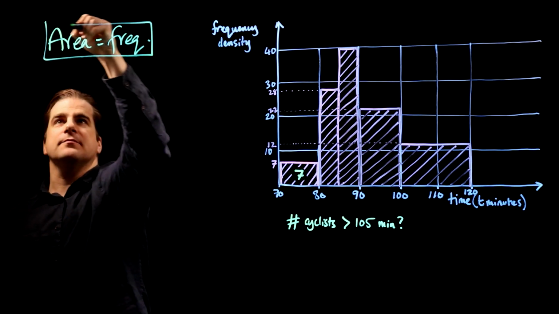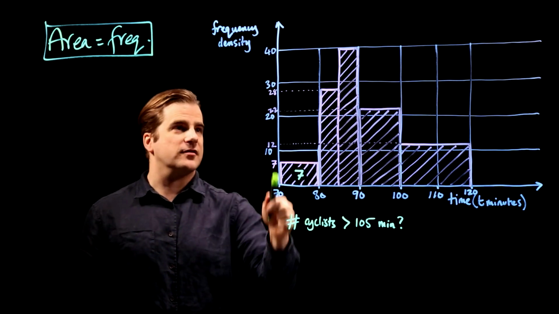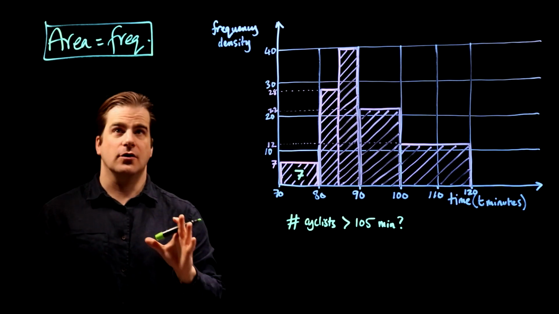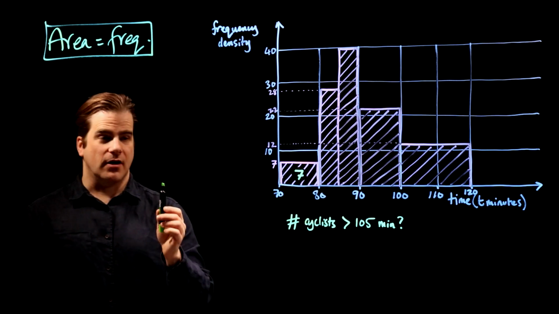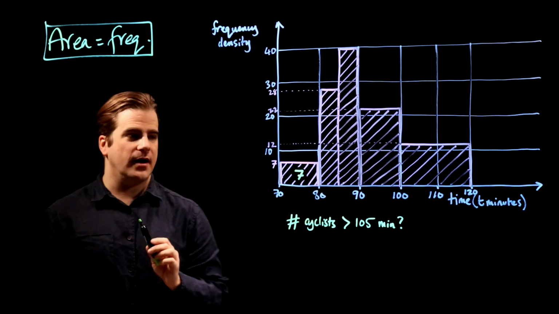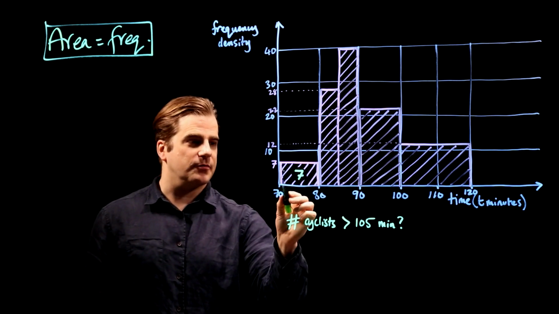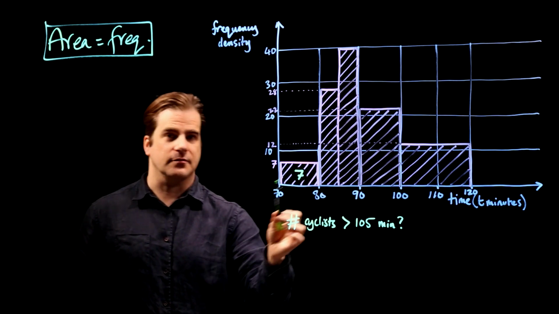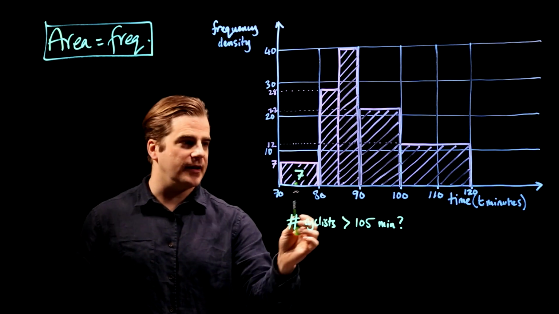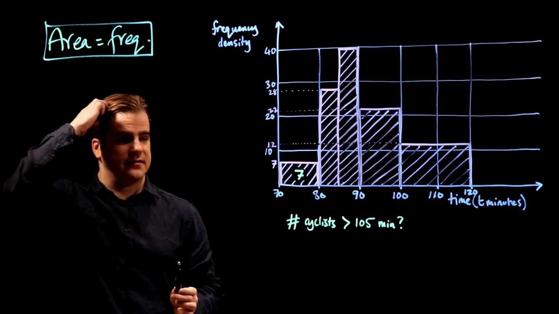That is the key. You see, the frequency density is plotted on this y-axis, not the frequency, okay? The frequency is the area. So we're going to use that straight away, because we're told that the frequency corresponding to this box here is 7. There are 7 cyclists who took less than 80 minutes. So this area here corresponds to 7 cyclists.